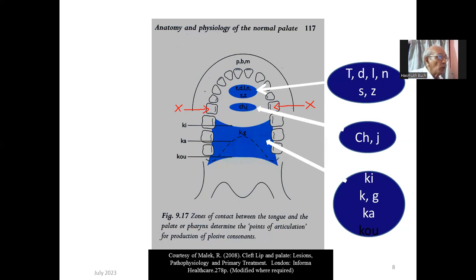Likewise, ka ka ki ki ku ku ke kai ko ko kam ka ho, ga ga gi gi gu gu ge ge ko kam ka ho, like that. So this ka is at the back, right at the back, deep.